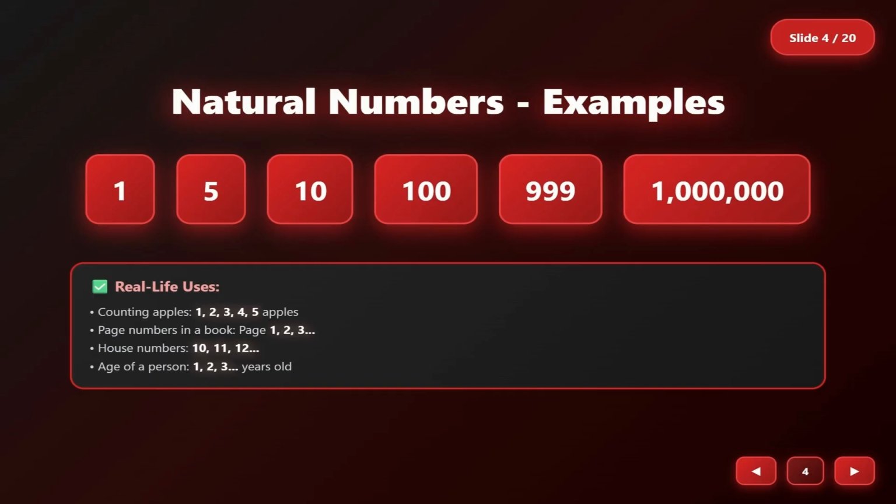But where do we use them in real life? Counting apples? 1 apple, 2 apples, 3 apples, 4, 5. You get the idea? Page numbers in a book? Page 1, page 2, page 3. Every book uses natural numbers. House numbers? Your address? 10, 11, 12, 345. All are natural numbers. Age? How old are you? 1 year old, 5 years old, 25 years old. That's natural numbers at work. See, you have been using these your entire life without even thinking about it.